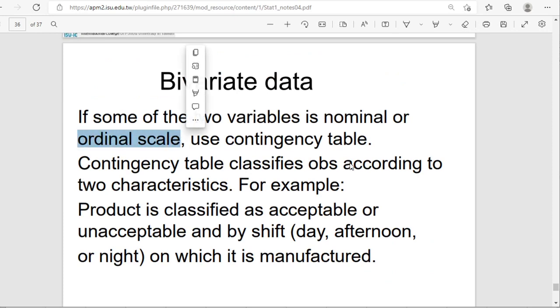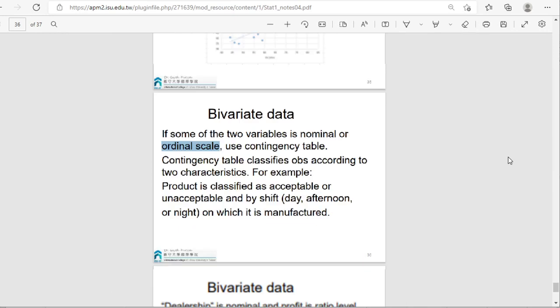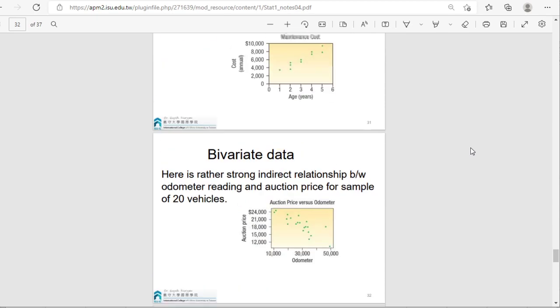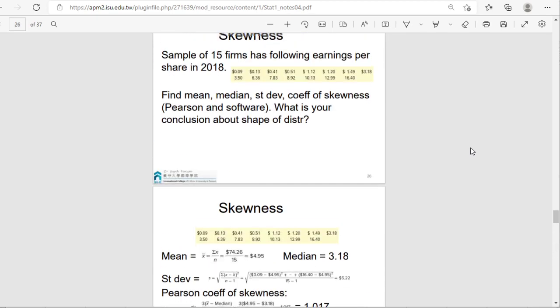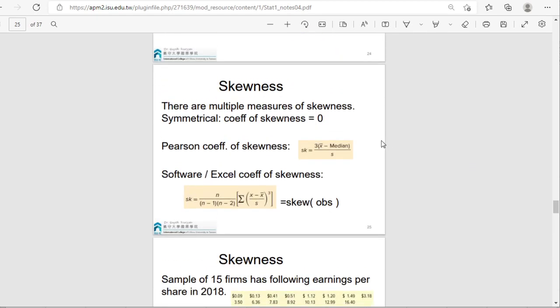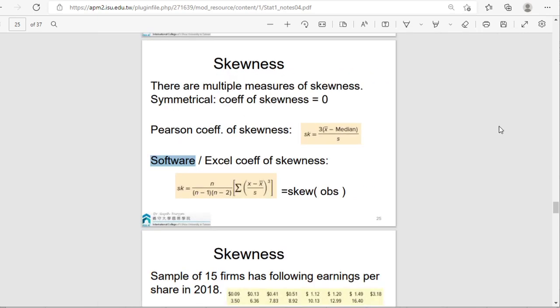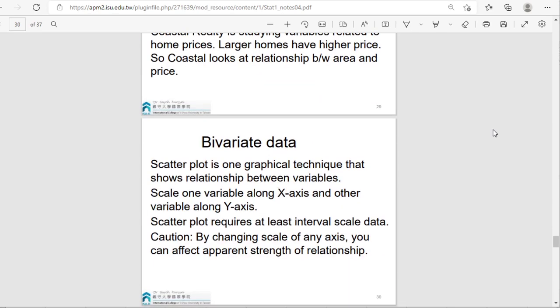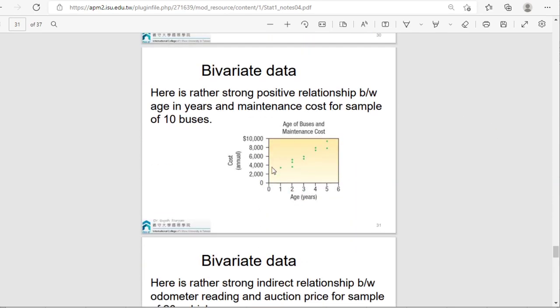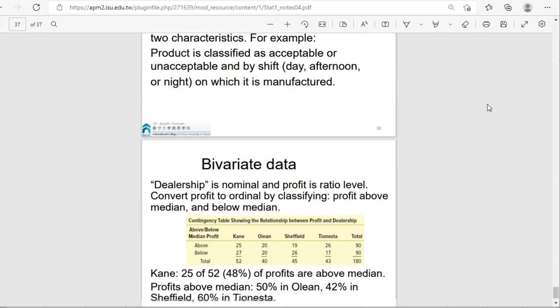So what have we learned so far? We've looked at our skewness coefficients. Remember, we've learned two different types of skewness coefficients, the Pearson coefficient and the one provided in Excel, the software solution. And today we also looked at bivariate data, specifically scatter plots and contingency tables.